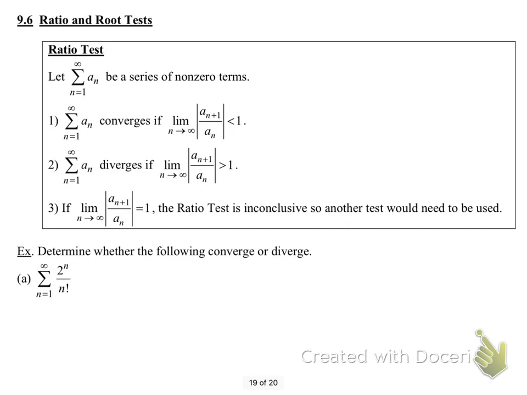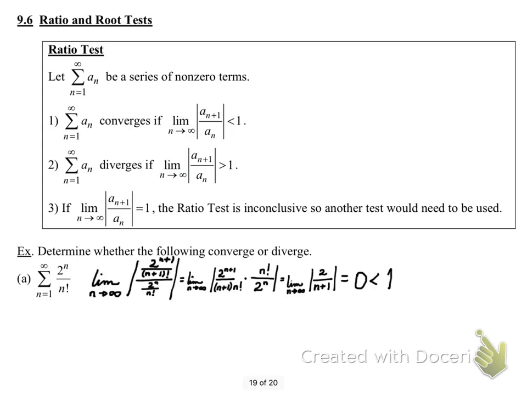The ratio test states that a series converges if the limit as n approaches infinity of the next term divided by the current term is less than 1, and it diverges if that limit is greater than 1. If the limit as n approaches infinity of the absolute value of the next term divided by the current term actually equals 1, then the ratio test is inconclusive, so another test would need to be used.